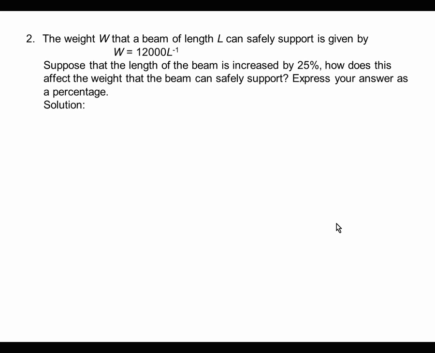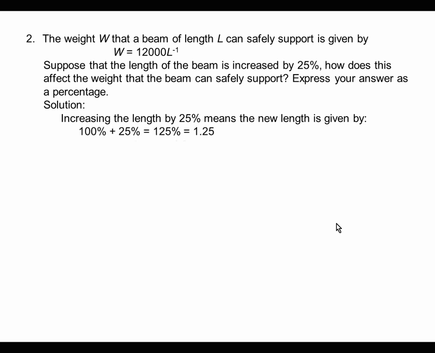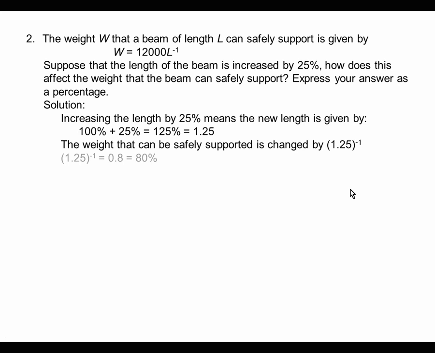Okay, our solution. Increasing the length by 25% means the new length is given by, now we've done this before, 100% plus 25%, which is 125%, or as a decimal, 1.25. Notice what does this really mean? The weight that can be safely supported is changed by the factor 1.25 to the minus 1, because remember, we're increasing the length by 1.25, that's our t. So we're going to take 1.25 to the negative 1 power. You get 0.8, which is 80%.